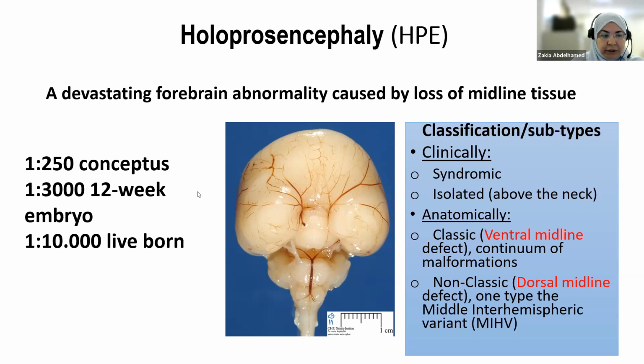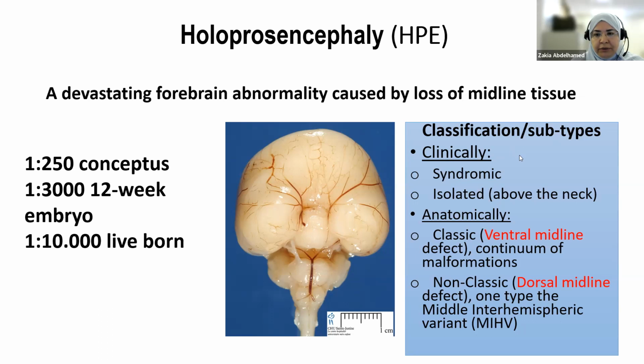It affects 1 in 250 embryos at the time of pregnancy. Studies have found that this is the incidence, but when it comes to live-born, it is 1 in 10,000 live-born. And because the most severe cases usually lead to spontaneous abortion, that makes the incidence less common in the live-born.